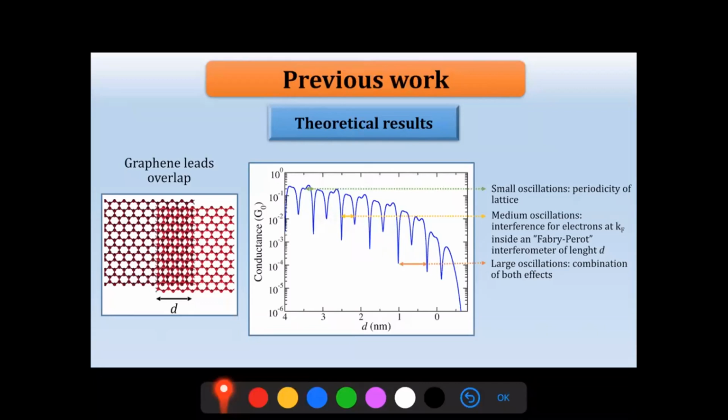So for the purpose of our new work, we have to keep in mind that when we close the gap in the break junction, the graphene layers overlap one over the other, and that this leads to oscillations in the conductance due to quantum interference effects.